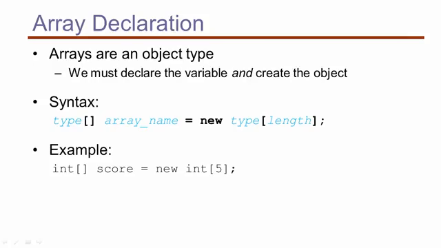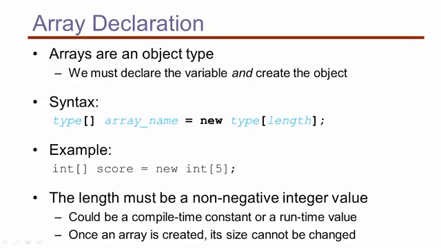Note that score is simply declared as an integer array, and it can be assigned an integer array of any size. We only need to specify a size when we create the actual array object. The size is required and must be a non-negative integer value. It could be a compile time constant, or it could be a value determined at runtime. Once an array of a specified size has been created, its size cannot be changed.